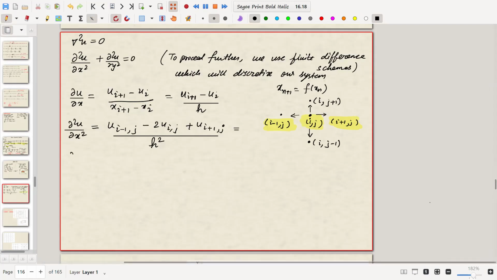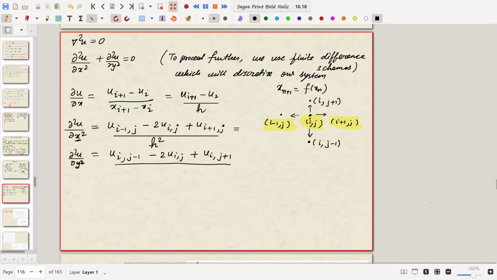Now let us come to ∂²u/∂y². So what should it be? Since it is varying with respect to x, the first index changed: i minus 1, i plus 1. j is fixed. Can you see? j is fixed. Now when you are taking the derivative with respect to y, ∂²u/∂y², what should it be? u_i, now j will change: j minus 1, minus 2u_ij, plus u_i,j plus 1, divided by the same h square.